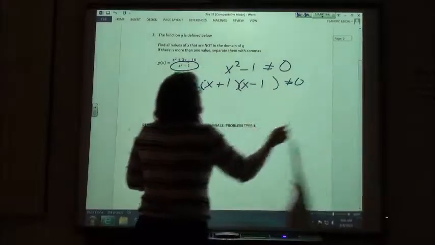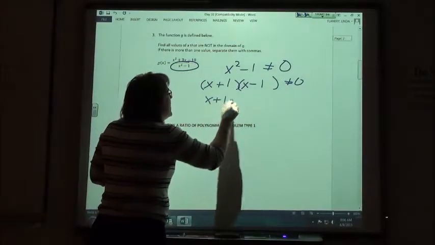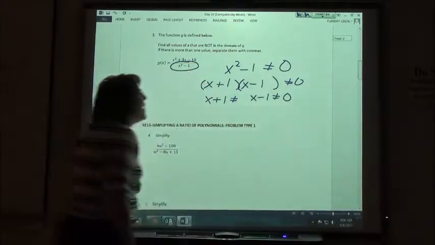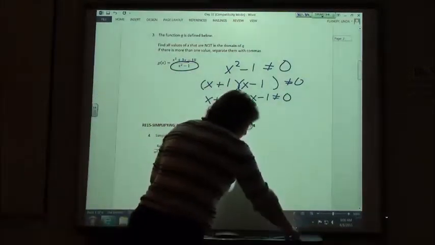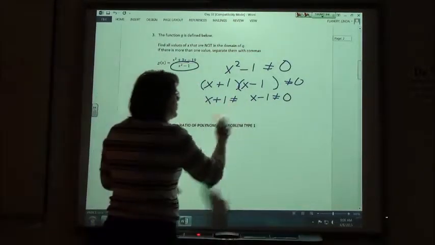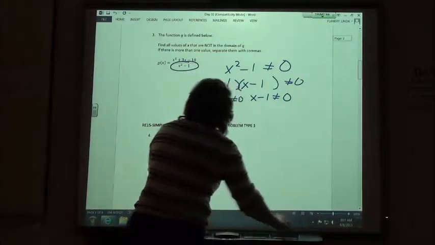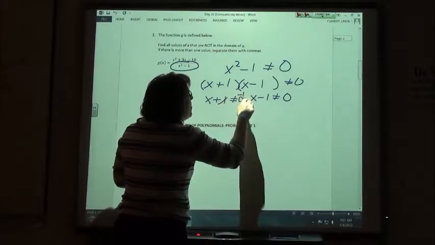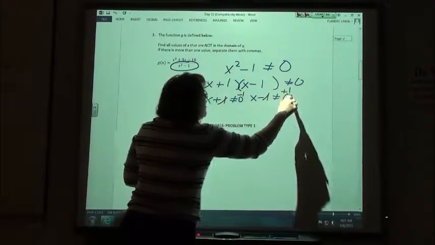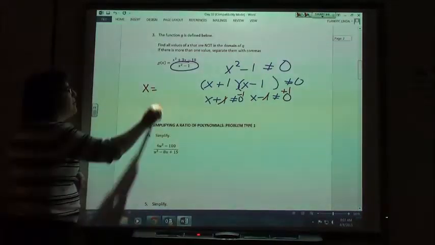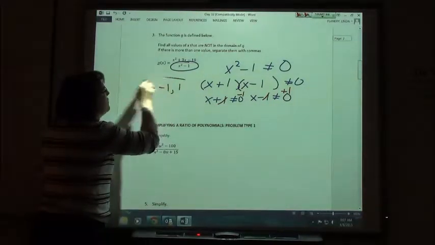So again, we're going to set each of those and say they can't be equal to 0. Otherwise, I'd have 0 in the bottom of my fraction. I solve them by moving the numbers over to the other side. Put my 0 on that one. And so I'm going to minus my 1 here and plus my 1 here. So the two numbers that are not in the domain here: negative 1 and positive 1.